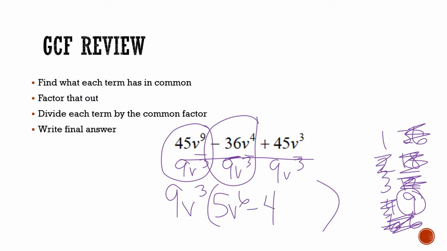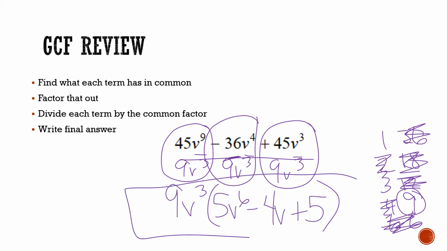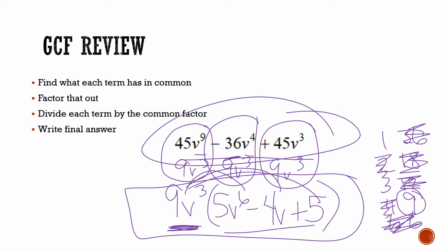There were 4 v's, I'm taking 3 out, so there's 1 left. And then my last one here, 45 divided by 9 is 5, and there were 3 v's, and I'm taking 3 out, so there are none left. So this is my final answer using that GCF method. So remember, your greatest common factor is out here in front, and then you're dividing by that to get what is left. And if I were to distribute this back out, I would get the original problem.